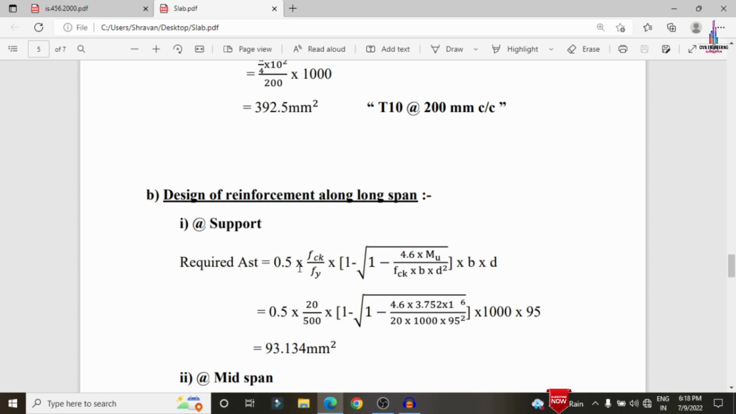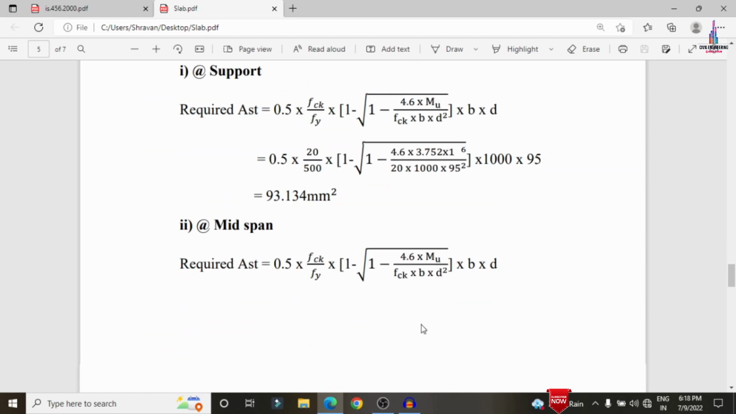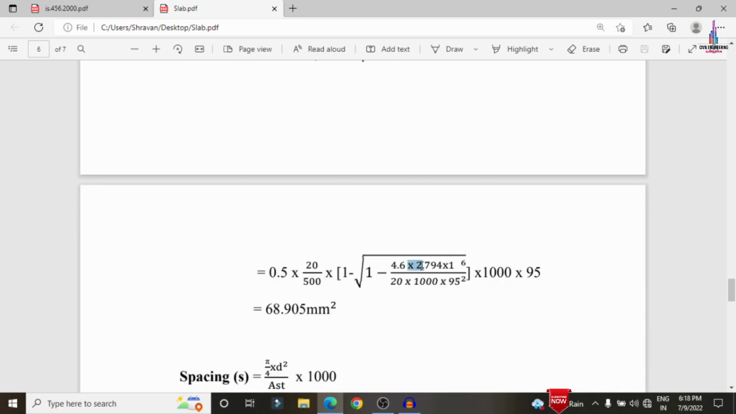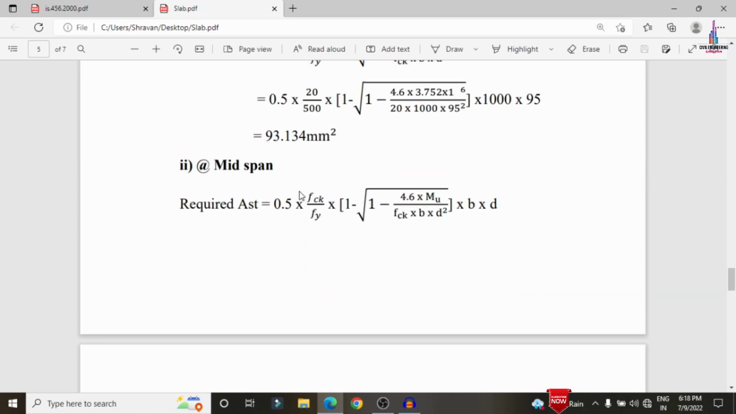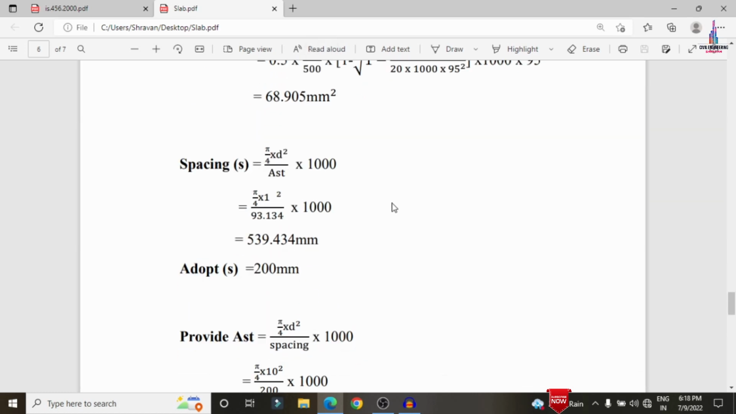Ast required will be approximately 0.5 into 20 divided by 415 into 1 minus square root of 1 minus 4.6 into 3.752 into 10 power 6 divided by 20 into 1000 into 95 square, so that we get the value 93.134 mm² at the midspan, which comes under the moment of 2.794 into 10 power 6. The rest of the values will be the same. We have to consider this 93.134 as the moment value for the calculation process.